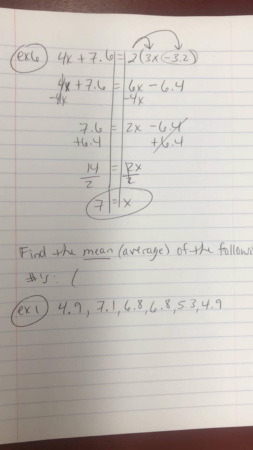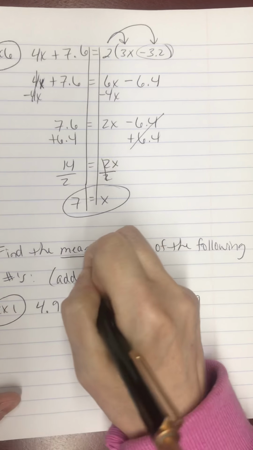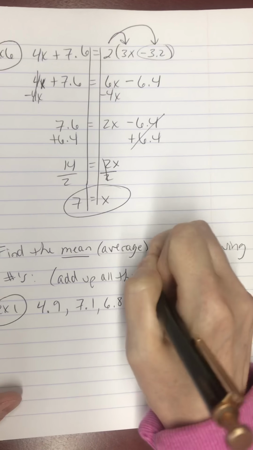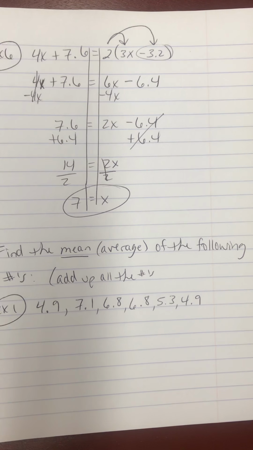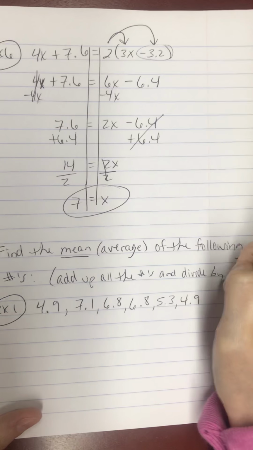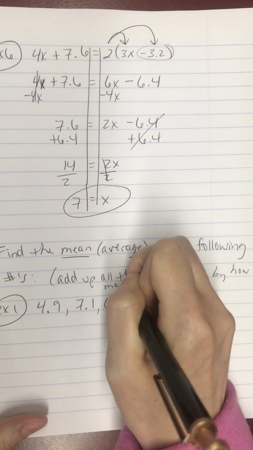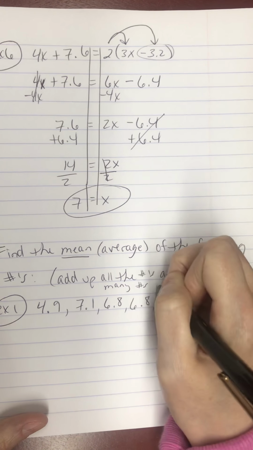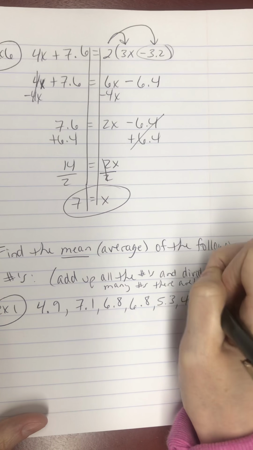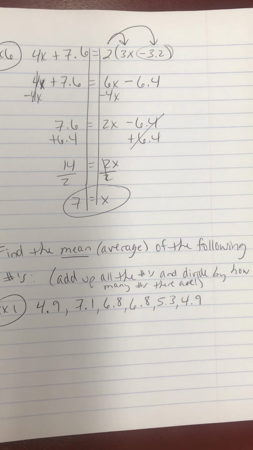I'm going to put this in parentheses next to the directions where it said find the average or find the mean of the following numbers. All you have to do is this: add up all the numbers. Okay, this hopefully sounds familiar. Add up all the numbers and divide by how many numbers there are.